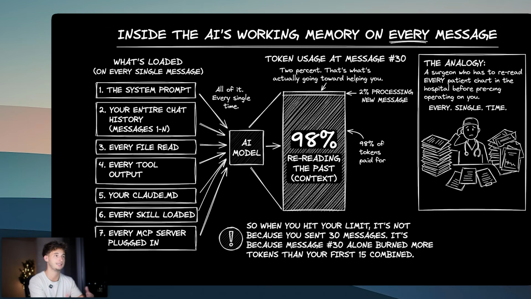An analogy I really like is imagining a surgeon who has to reread every patient chart in the hospital before operating on you, literally every single time. That is what Claude is doing. And where it gets incredibly expensive is that by message 30 in a long hypothetical session, about 98% of the tokens you're paying for are just rereading the past, and that's not going toward helping with your new message. So when you hit your limit, it's not because you sent 30 messages. It's because message 30 alone is burning more tokens than your first 15 combined.